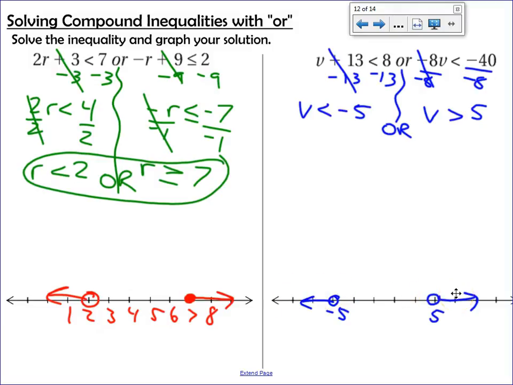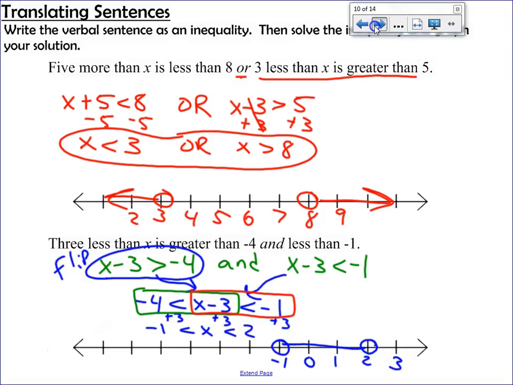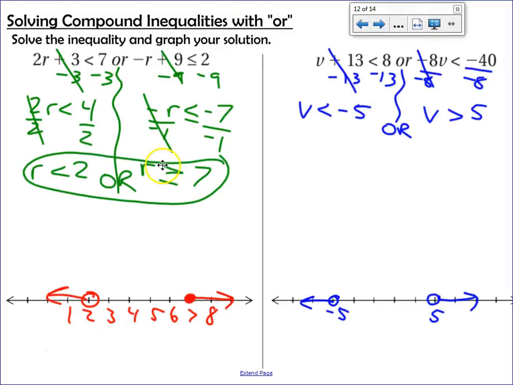Okay, so we've learned what a compound inequality is and how we write them. Then we've also taken a look at how to solve those compound inequalities and graph their solutions. You got practice problems and application.